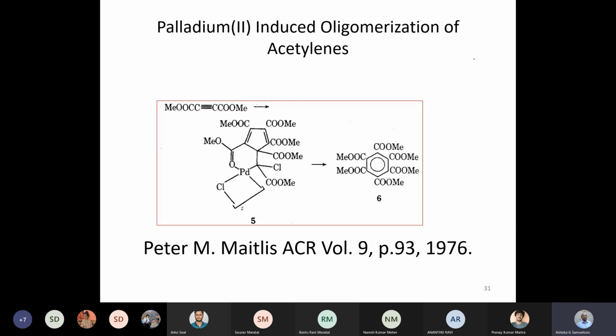So I'm going to stop here. What I have illustrated for you is the fact that 1 electron donors can be varied, 2 electron donors can be varied, and insertion reactions are a general phenomenon and a very common phenomenon in organometallic chemistry. So let me stop here and open up the floor for discussions.